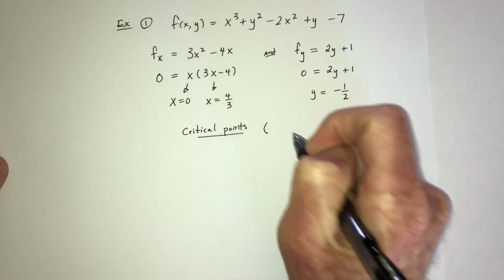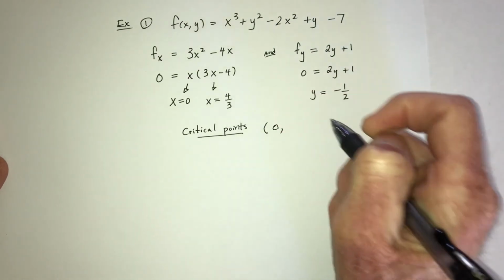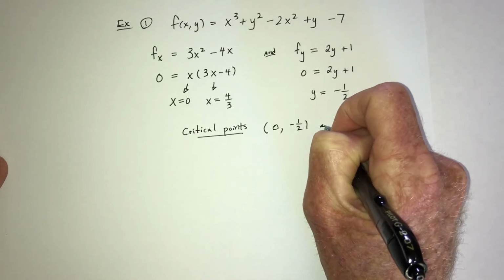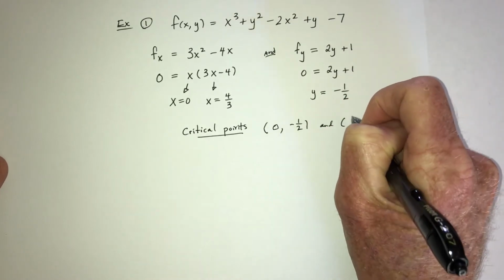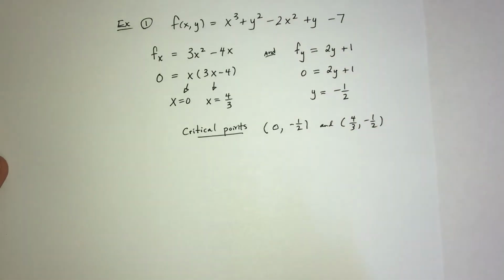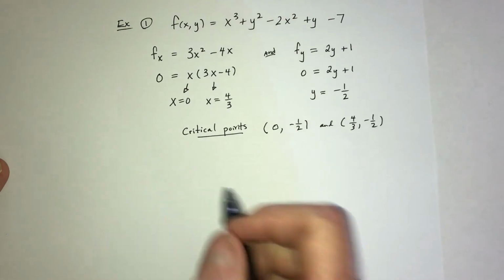So the critical points will be x equals 0 and y equals negative 1/2. Also, x equals 4/3, y equals negative 1/2. So there's something important happening at those 2 points. The next thing to do is take the second derivatives.